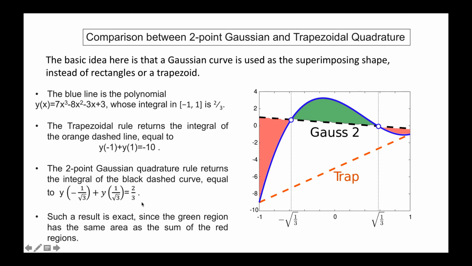Now such a result is exact since the green region, this one, has the same area as the sum of the red regions, this one and this one. That is why we are getting 2 by 3 for the two approaches. So Gaussian quadrature is obviously better than trapezoidal.